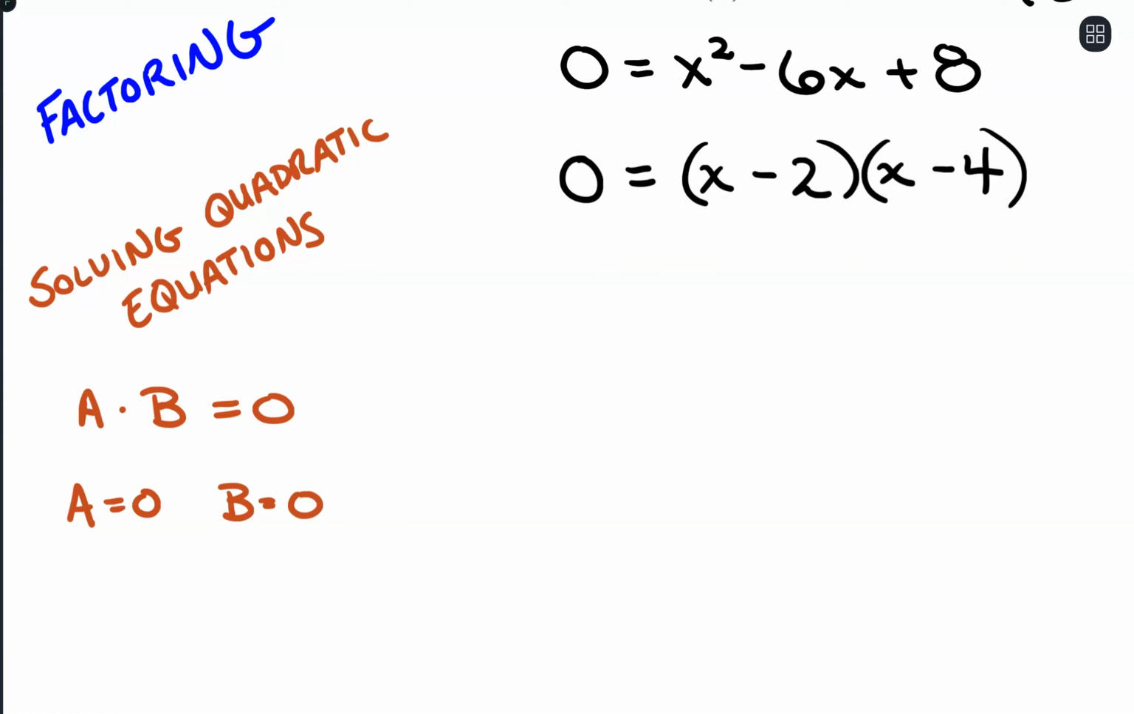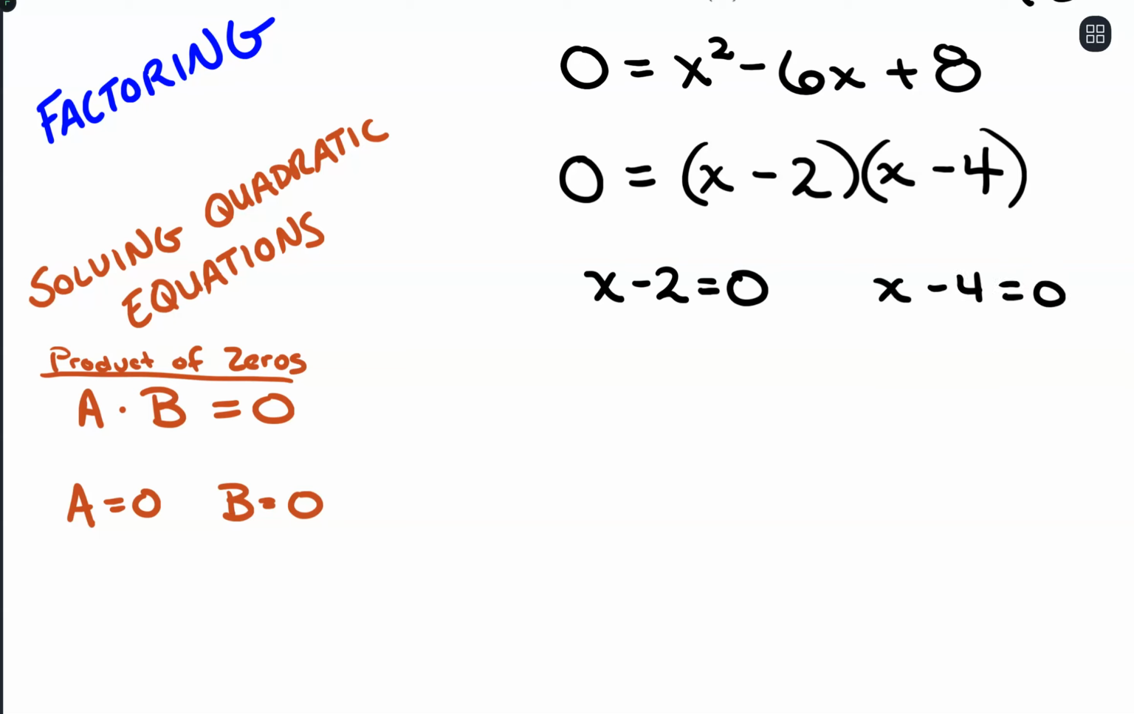I'm trying to think of the name of the rule. It's the product of zeros rule. If we have things multiplying to equal 0, then at least one of those pieces has to equal 0. So if I have 0 equals x minus 2 times x minus 4, that means x minus 2 has to equal 0 or x minus 4 has to equal 0. Then I would solve these separate equations, so I'd have x equals a positive 2 and x equals a positive 4.